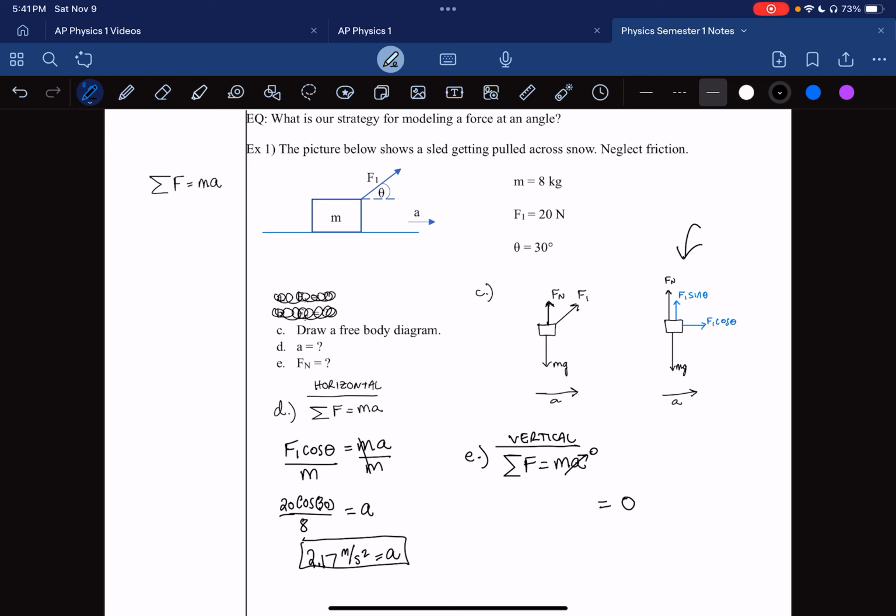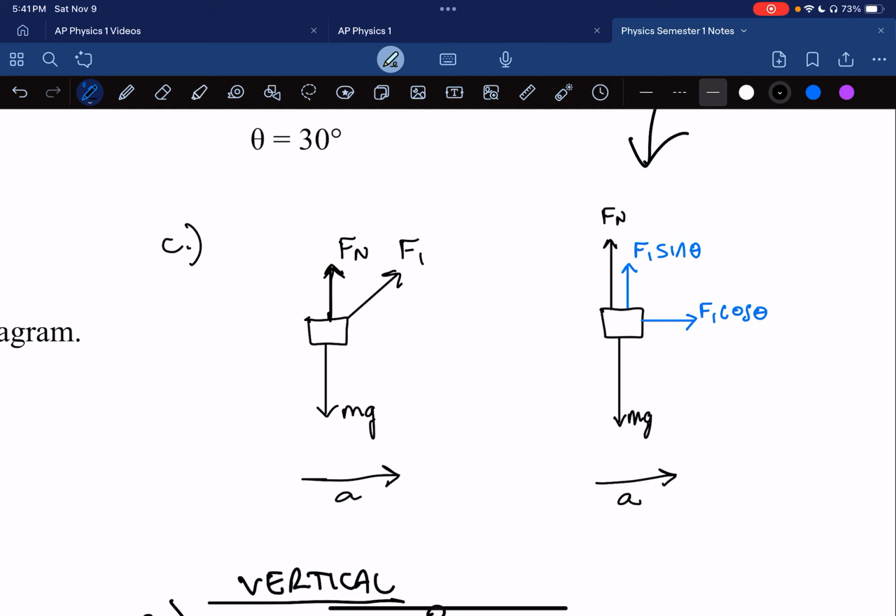And here we get into a little issue with positive and negative. So let's take a look at this. I know that you guys know that if we put Fn first, we'll subtract mg. But what do we do with F1 sine theta? Do we add it or subtract it?